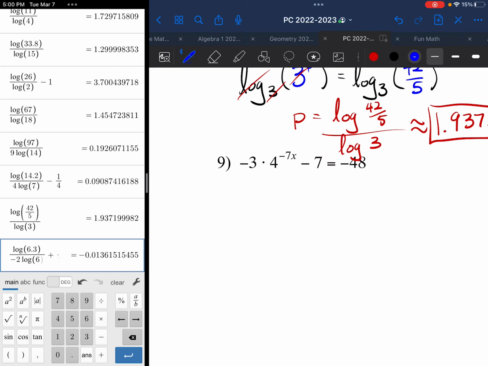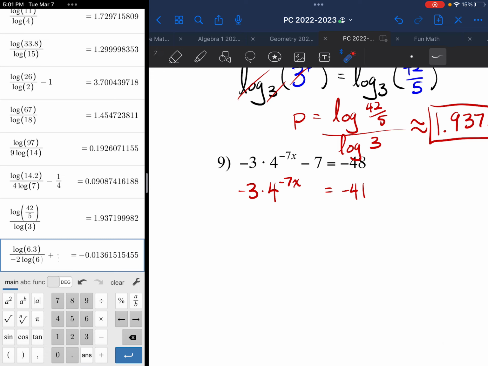So I'm going to add 7 to both sides, and that's going to give me a new function. I'm going to get negative 3 times 4 to the power of negative 7x. That minus 7 is now gone because we've added 7 to both sides, and negative 48 plus 7 is a negative 41 because you're adding. So adding and subtracting are opposite signs, so you're really subtracting the 7 and taking the sign of the larger.